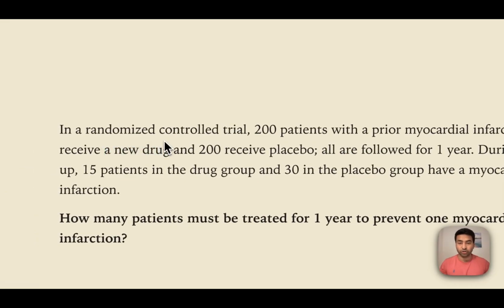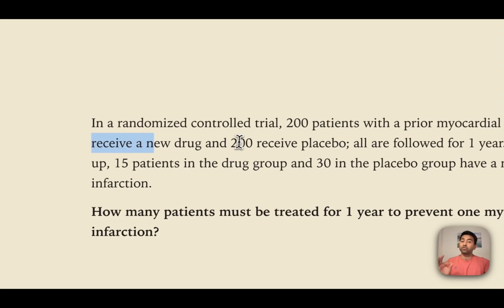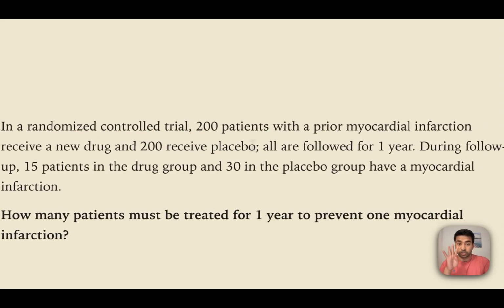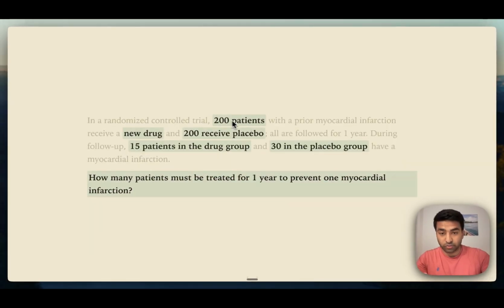Immediately you know you're in an RCT, and you have 200 people getting the new drug and 200 people getting the placebo, so that means you have 400 total people. You can start setting it up. Once again, you're going to focus on the main words, and then look at the follow-up: 15 patients in the drug group and 30 patients in the placebo group ended up having the MI. Whenever you set this up, I want you to draw it out right now. If you can draw it out, pause the video and draw it out.